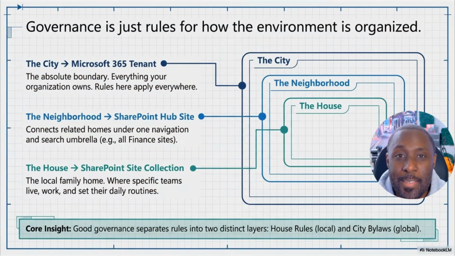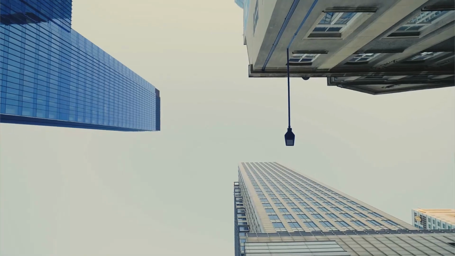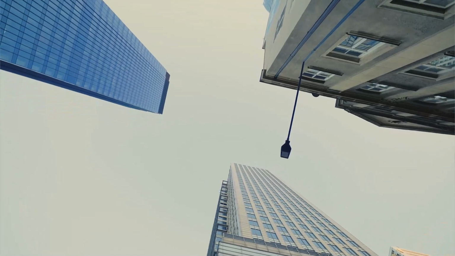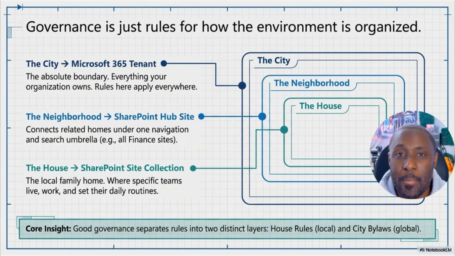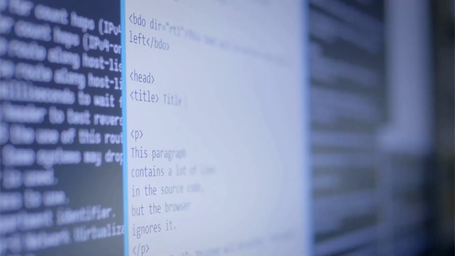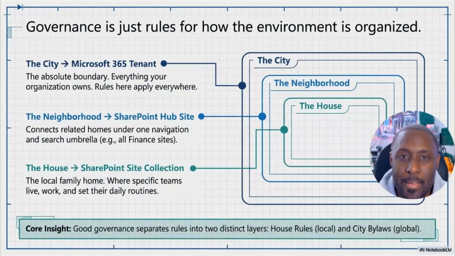So what does governance actually look like in Microsoft 365? Think of it in 3 layers. At the top, you have the city, your entire Microsoft 365 tenant. Below that, the neighborhood, your SharePoint sites and teams. And within each neighborhood, the house, individual document libraries, lists, and content. Governance isn't one size fits all. It operates at every layer, and each layer has its own rules.